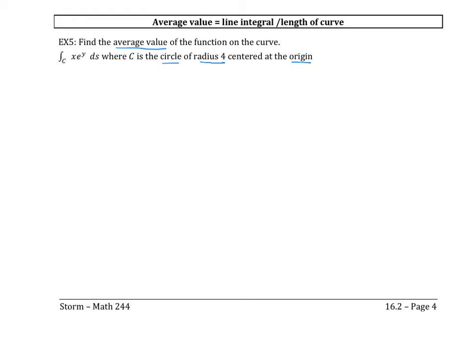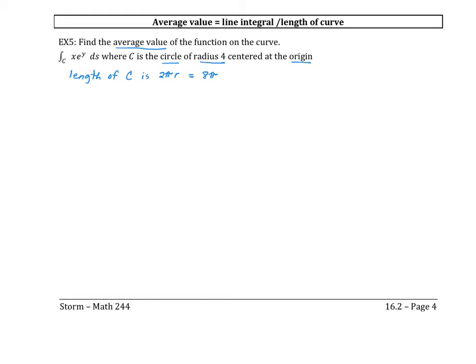First thing I want to do is, since I'm finding the average value, I'm going to compute the length of the curve. So the length of my curve C is just a circle of radius 4. Where it's centered doesn't really matter. Remember that is going to be 2 pi r. In our case, it's 2 pi times 4, or 8 pi. So I have the length of my curve.